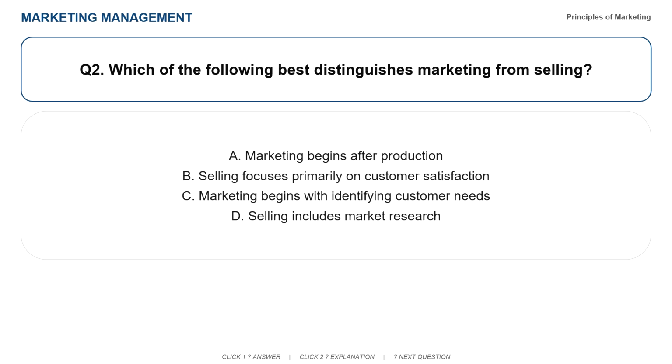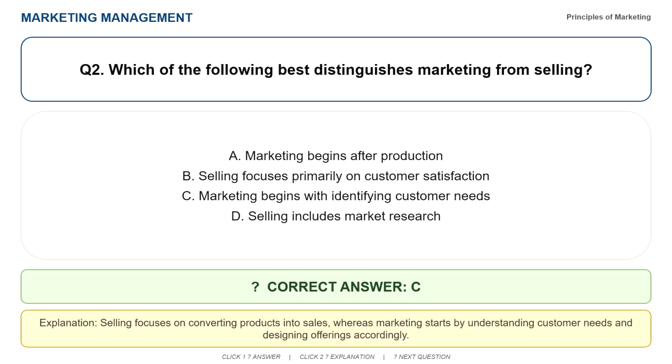Question 2. Which of the following best distinguishes marketing from selling? Option A, marketing begins after production. Option B, selling focuses primarily on customer satisfaction. Option C, marketing begins with identifying customer needs. Option D, selling includes market research. The correct answer is C.